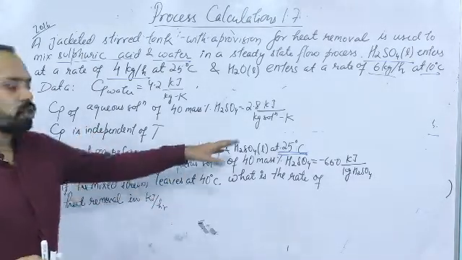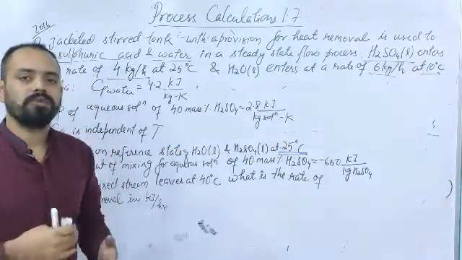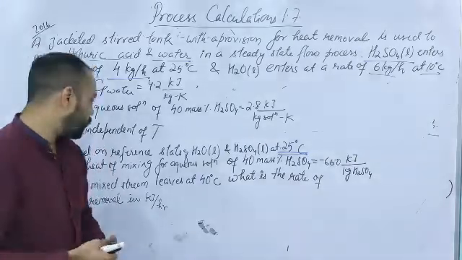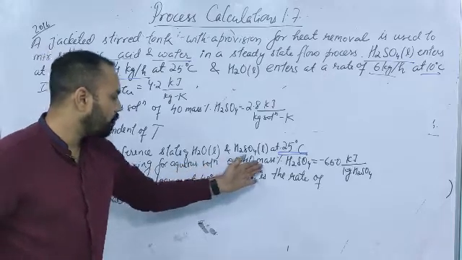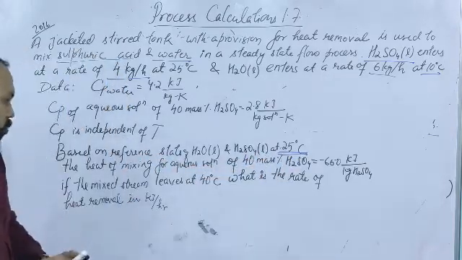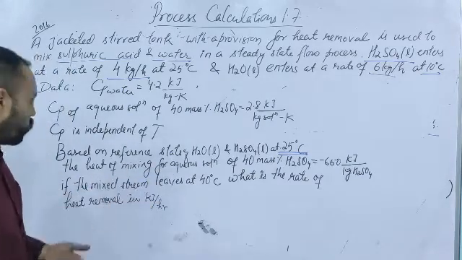Whatever is mentioned in the question, we have to use that reference state. If not mentioned, then we have to use that temperature as the reference temperature at which the enthalpies are provided. The heat of mixing for aqueous solution of 40% mass H2SO4 is given as minus 650 kilojoule per kg H2SO4. If the mixed stream leaves at 40 degrees Celsius, what is the rate of heat removal?